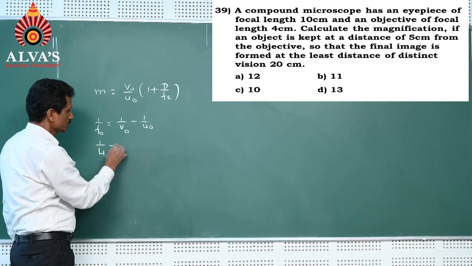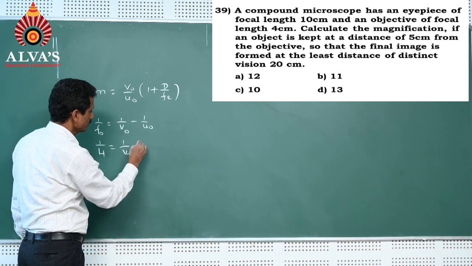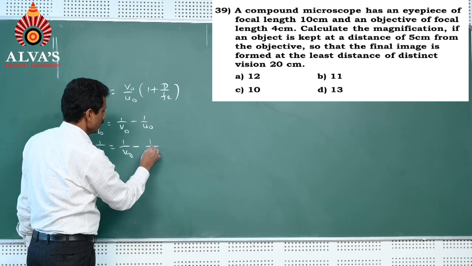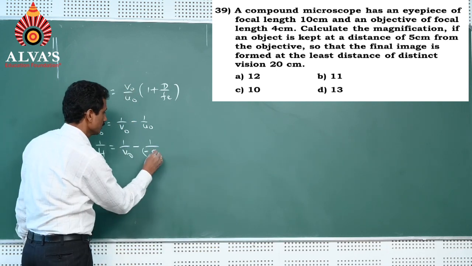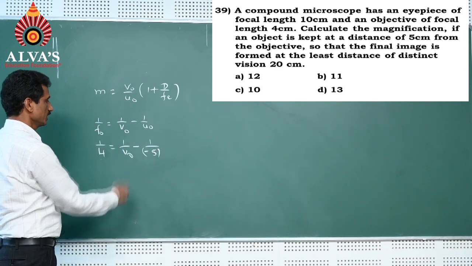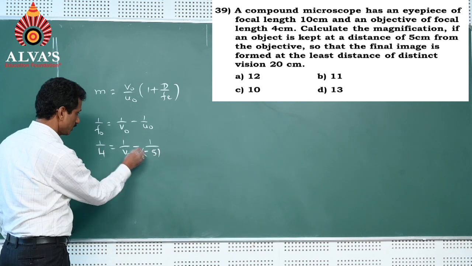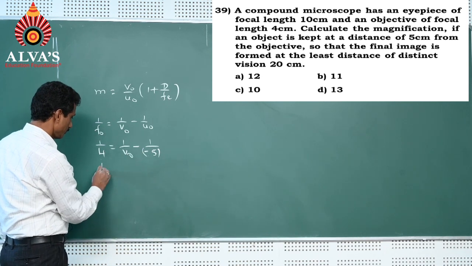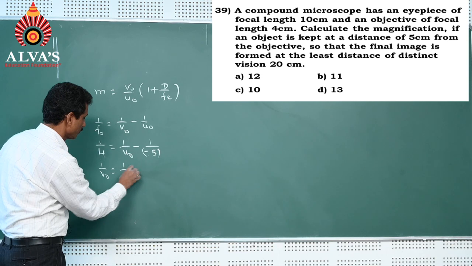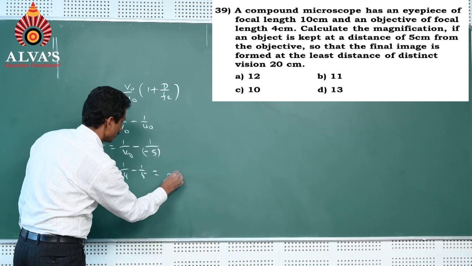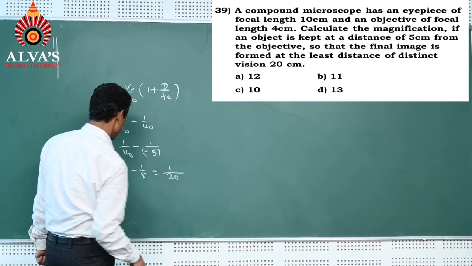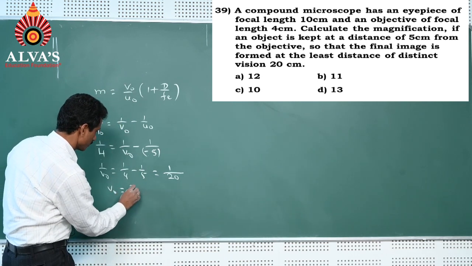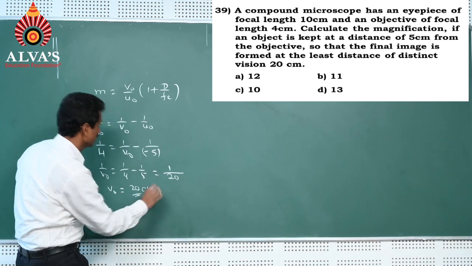Convex lens, positive: 1 by 4 is equal to 1 by V naught, which we aim to find, minus 1 by minus, its object distance is 5 centimeter. Using sign convention it is minus. Therefore, minus or minus plus. 1 by V naught is 1 by 4 minus 1 by 5. Common factor 20, here it is 5 minus 4, it's 1. Therefore, V naught is equal to 20 centimeter.